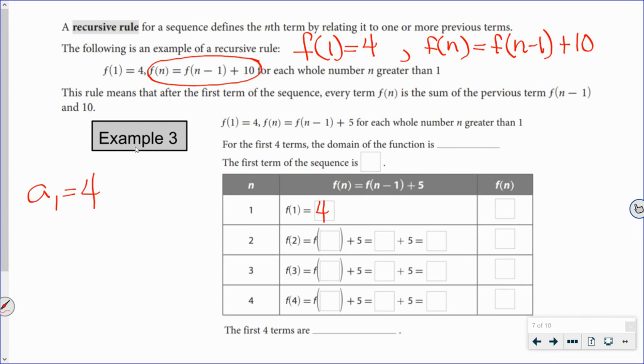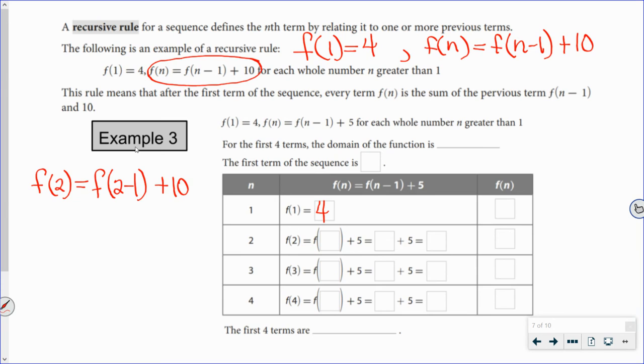So, if I asked about f of 2, then f of 2 is equal to the function of 2 minus 1 plus 10. In other words, when I say 2 minus 1, that would be f of 1. What is f of 1? It is 4. That's the previous term.